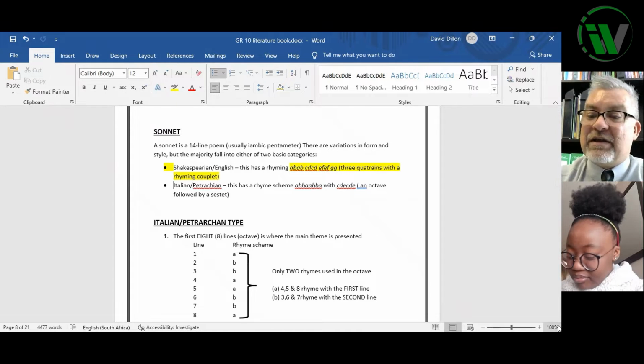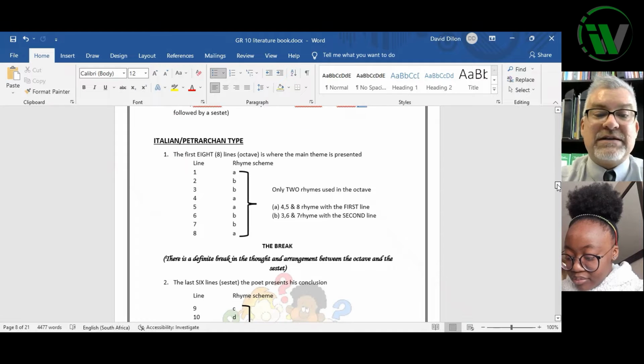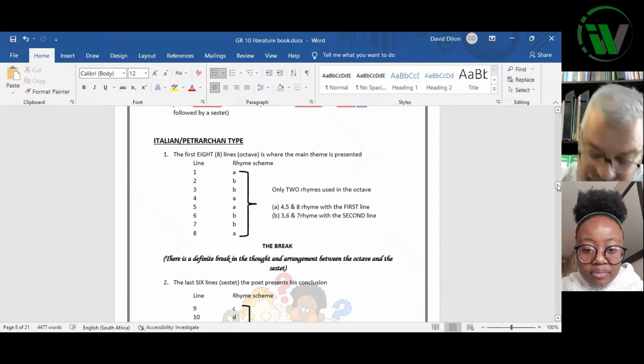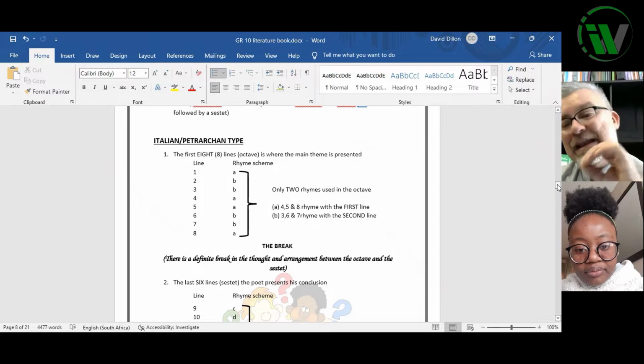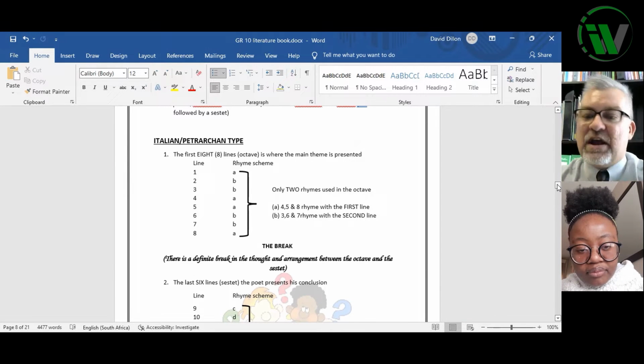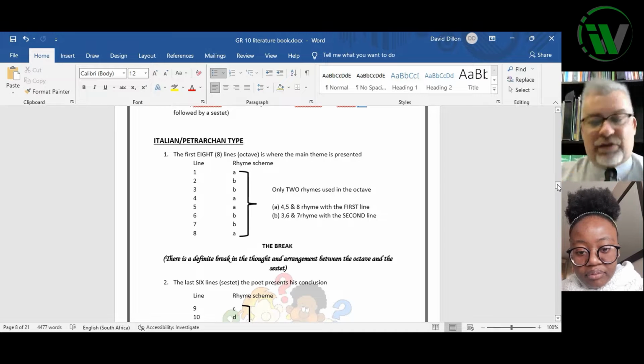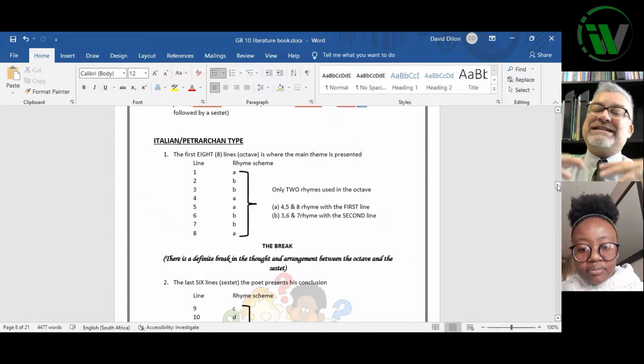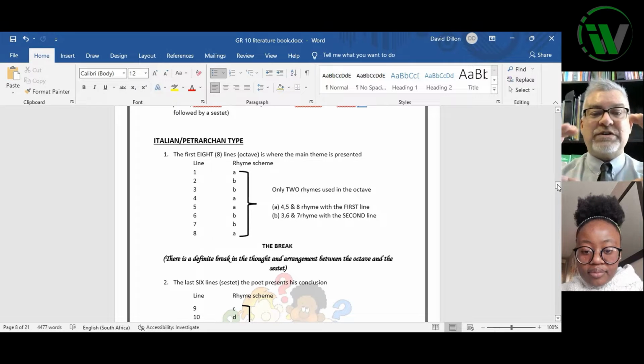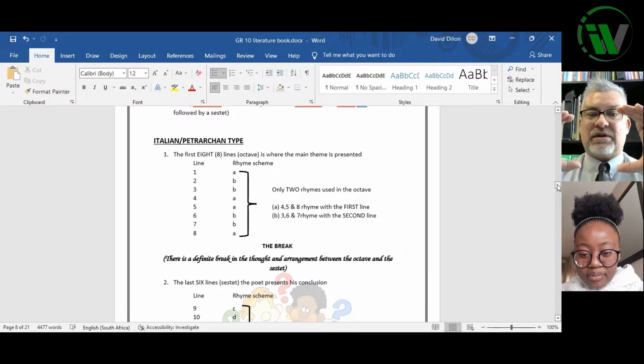So it's 4 lines, then another 4 lines, all right? Then there's a break. Now, here's what's interesting. With a Shakespearean sonnet, the storyline goes all the way through to the end. With an Italian sonnet, the first 8 lines is an idea. It's a thought. It gives you the principle. But then the next 6 lines follow a slightly different pattern, and they have a different meaning altogether.